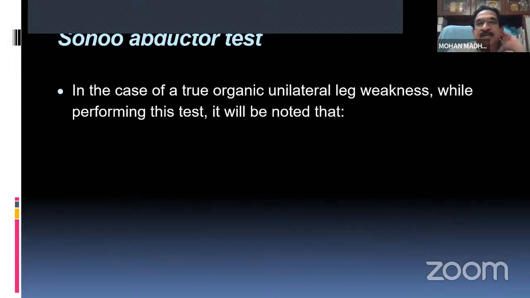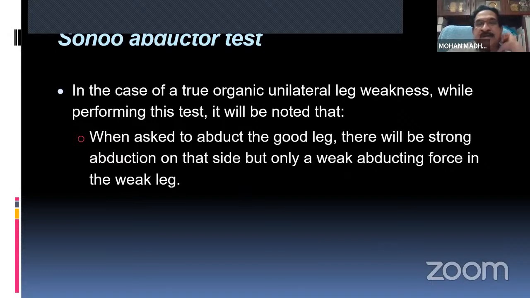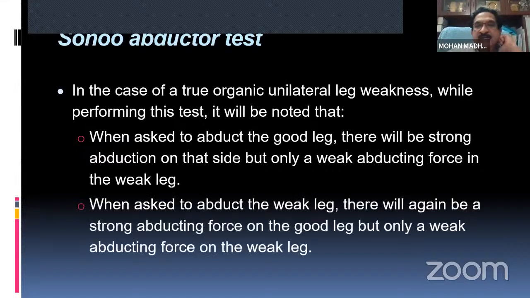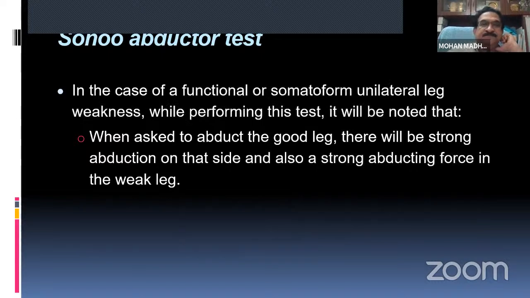In the case of a true organic unilateral leg weakness, when asked to abduct the good leg, there will be a strong abduction on that side, but only a weak abduction force on the weak leg, because that leg is really paralyzed. When asked to abduct the weak leg, there will again be a strong abducting force on the good leg, but only a weak abducting force on the weak leg, because that side is paralyzed. She's putting in effort, so the pressure goes to the contralateral side, and you get a good pressure on the normal side.